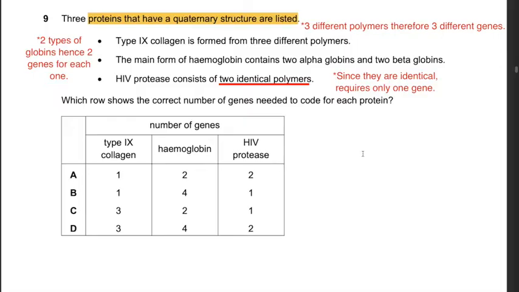Let's look at the main form of hemoglobin. It contains 2 alpha globins and 2 beta globins. Although the total will appear to be 4, there will be 2 types of globins only. Hence, 2 genes: 1 gene for the alpha globin and 1 gene for the beta globin. Leaving us with the answer being C. And type IX collagen would obviously contain 3 genes. Why? Because there are 3 different polymers. Hence, each gene would code for each different polymer. Therefore, the answer is C.